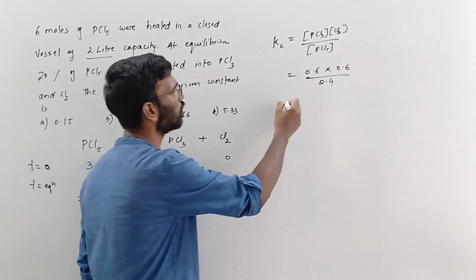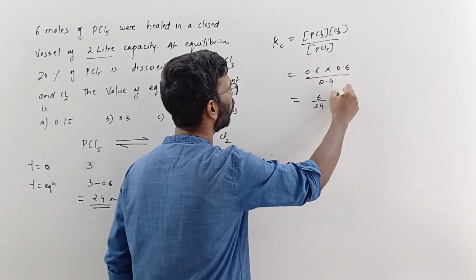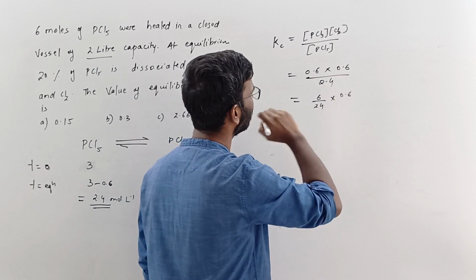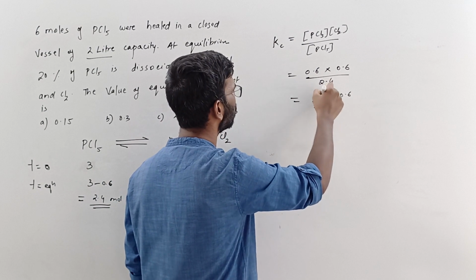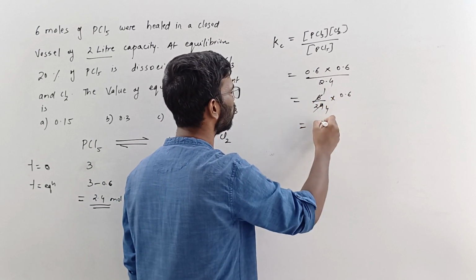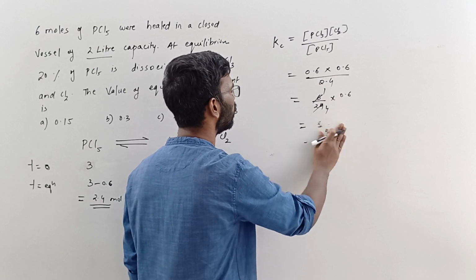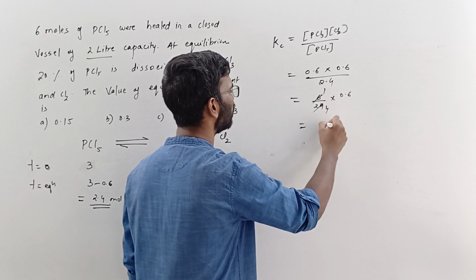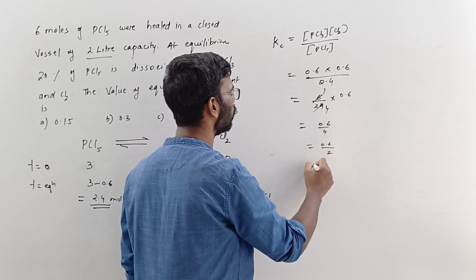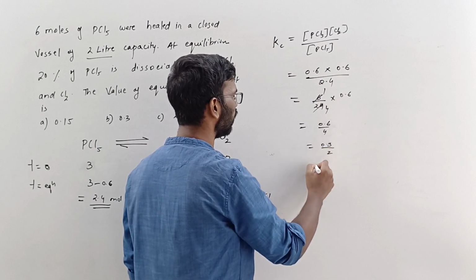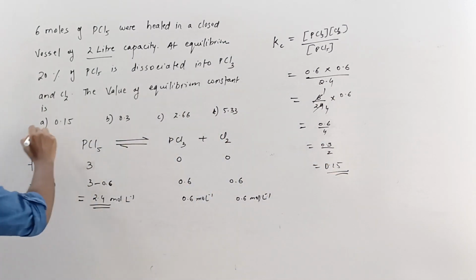So how can I write this? 0.6 into 0.6 upon 2.4. I can write 6 ones are 6, 6 fours are 24. So this is 0.3 by... 0.6 by 4. This could be 0.6 by 4, 0.3 by 2. So this is 0.15. Okay, the answer is matching option A.